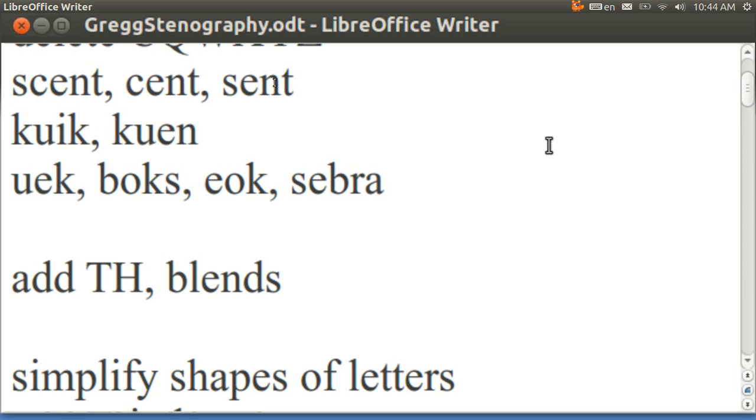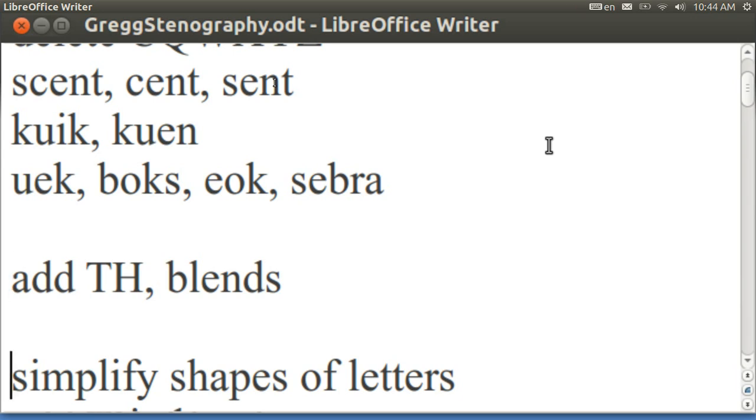And he also did something else. He blended together certain letters of the alphabet. We have very commonly in English ND or NT, and although in Gregg Stenography there is a letter for N and there is a letter for T, he, to make it faster, created a brand new letter of the alphabet for NT. I'll show you that later.